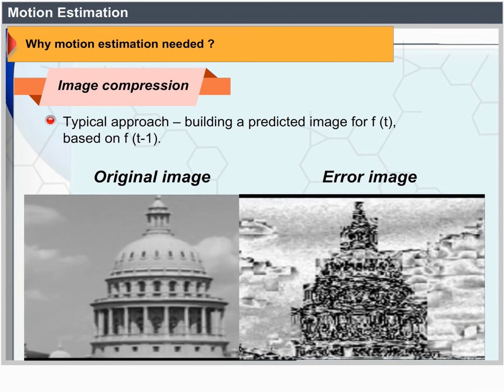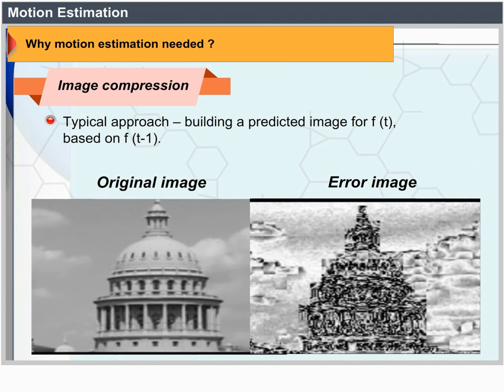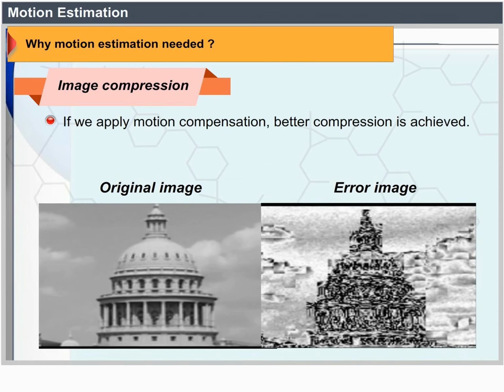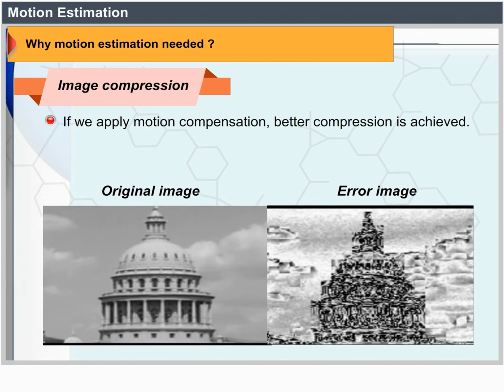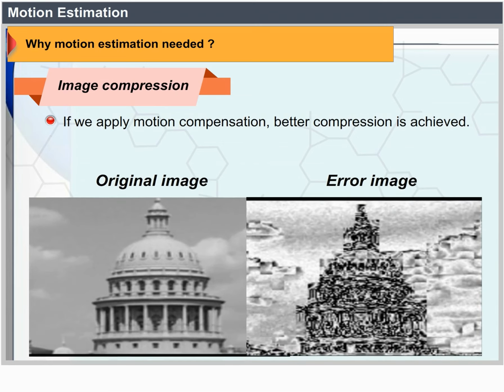Typical approach: building a predicted image for f of t based on f of t minus 1. Much better compression is achieved if we apply motion compensation. The screen shows examples of image compression.